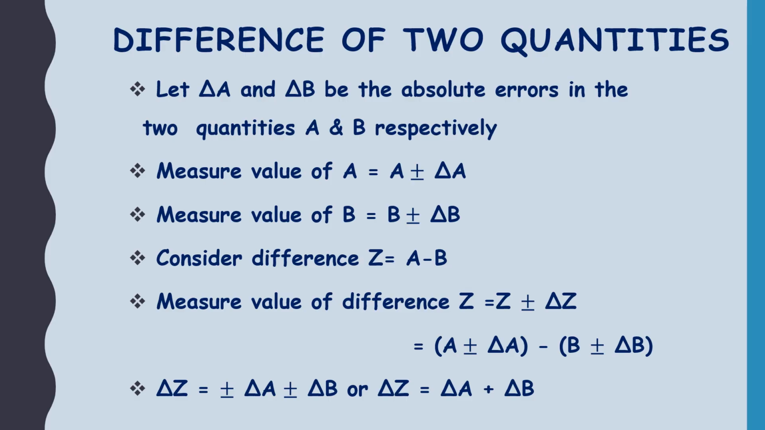Next is the error in the difference of two quantities. Again, we can write that the measured value of A is A plus minus delta A. Measured value of B is equal to B plus minus delta B. And if we have the difference Z is equal to A minus B, here it is the measured value of A minus the measured value of B. By putting the values and rearranging, what will we get? We will get delta Z is equal to delta A plus delta B.